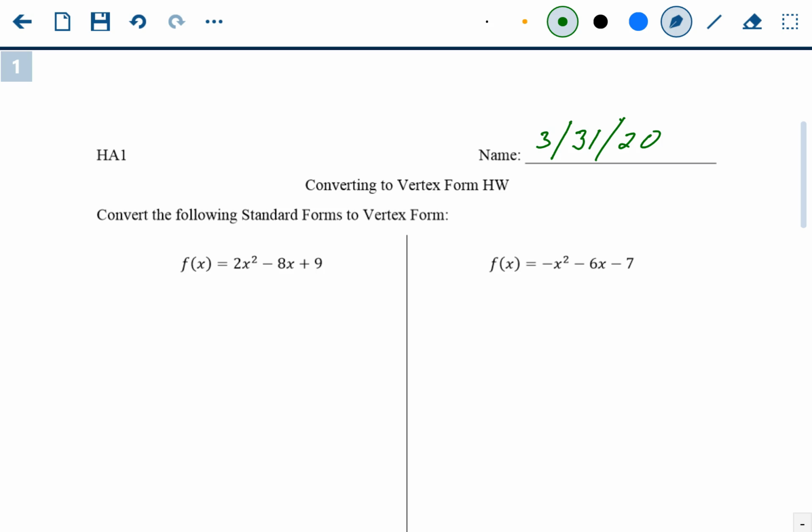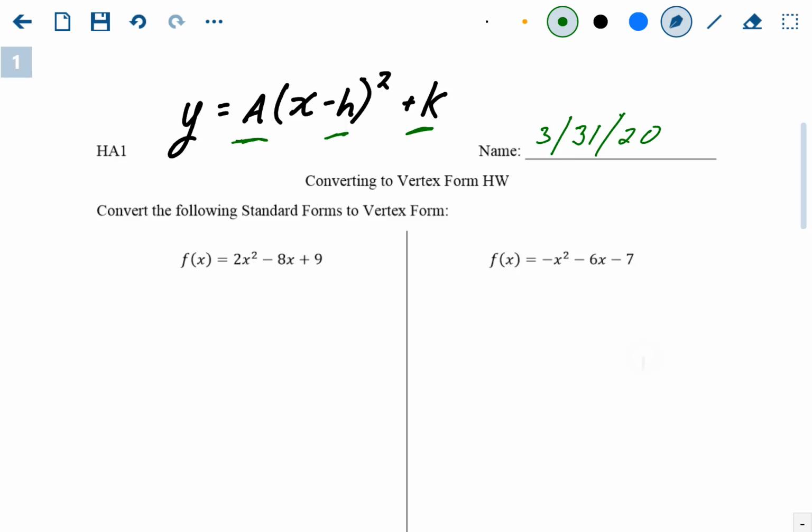Converting to Vertex Form from both standard form and from factored form. Remember, Vertex Form is y equals a times (x minus h) squared plus k. Okay. So we need three important things here. We need to figure out what a is, figure out what h is, and figure out what k is, and then plug those in. So basically just find the vertex and then turn it into vertex form.